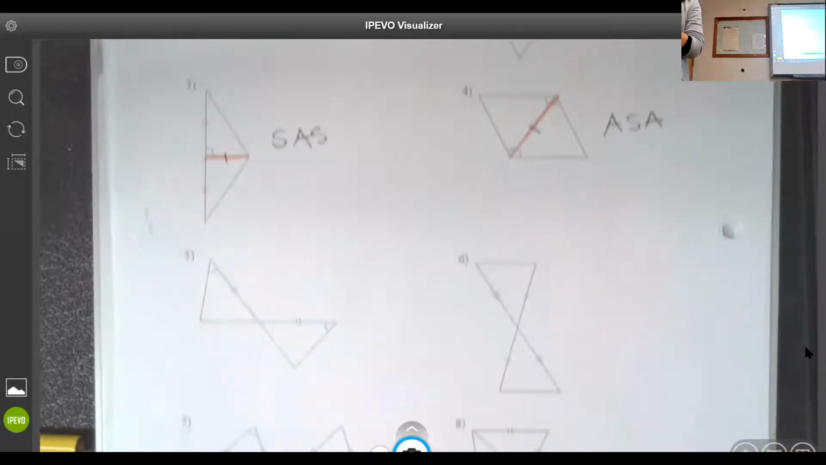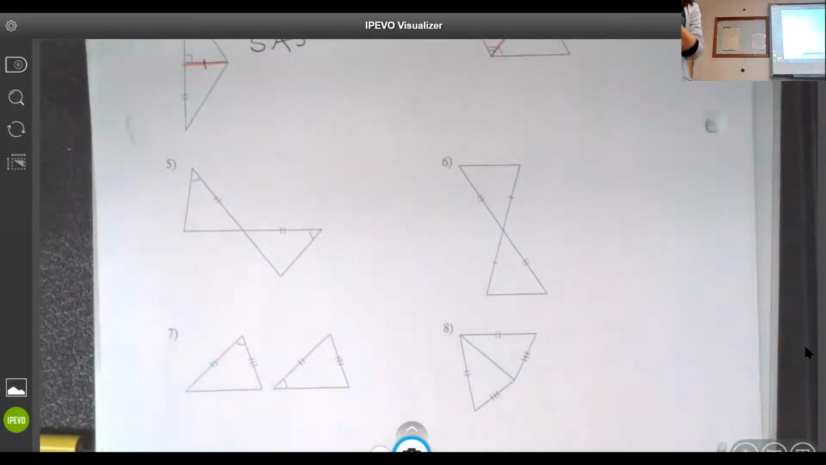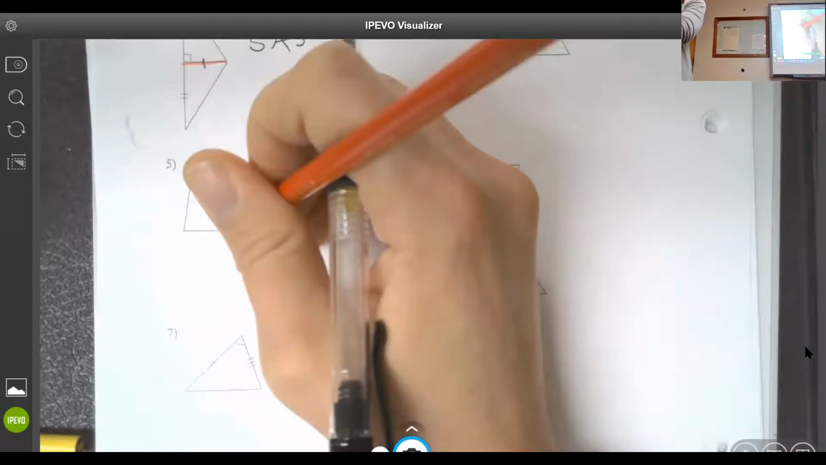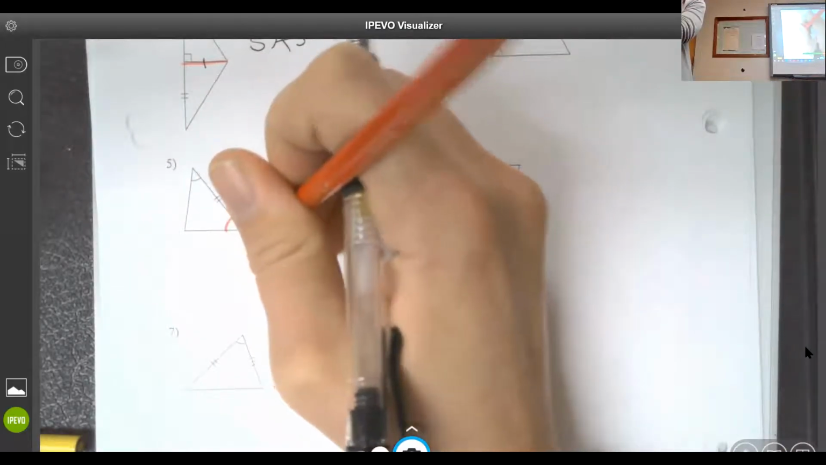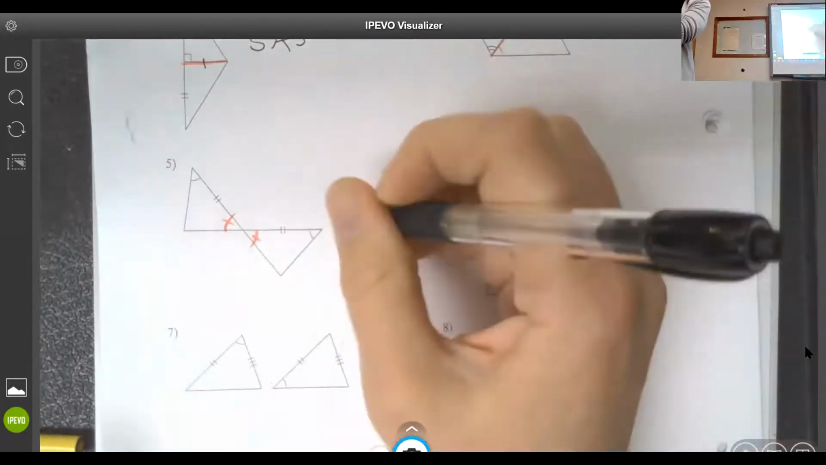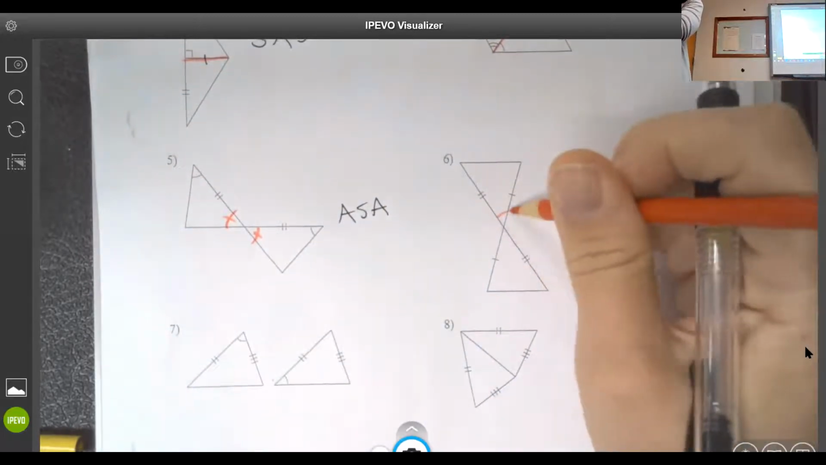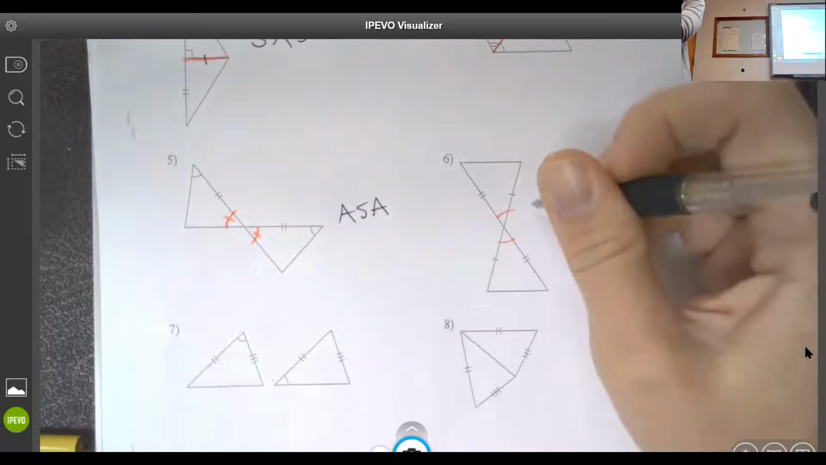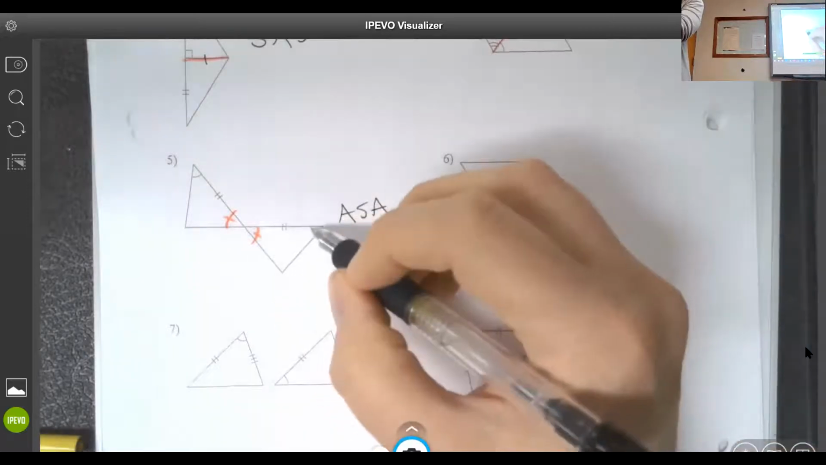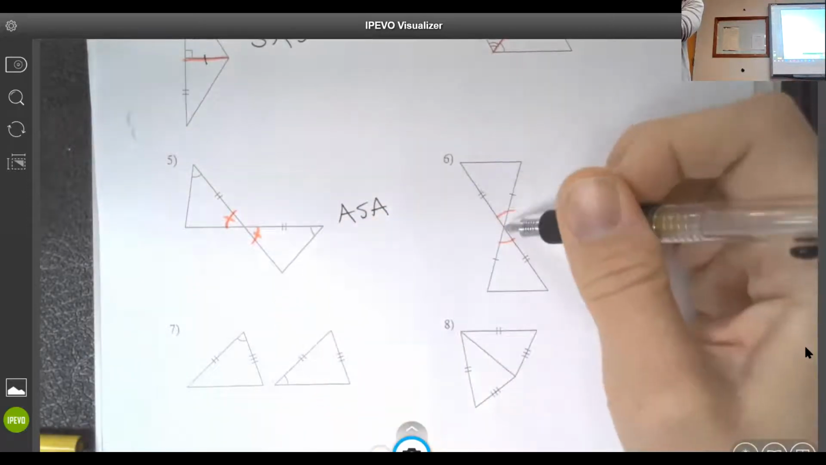On 5, the look for changes. What do I use here? Vertical angles. So I know that these angles are congruent and I get angle, side, angle. Same idea on 6. I know these angles are congruent, and this is angle, side, angle. This one's side, angle, side.